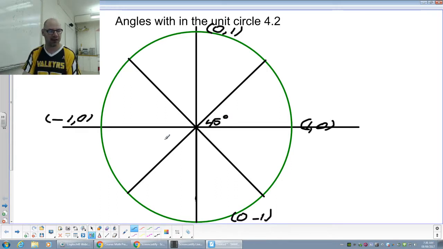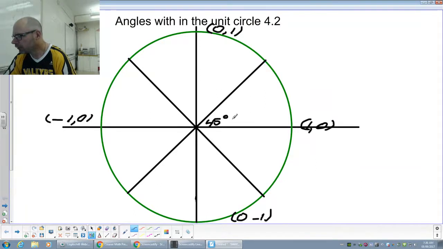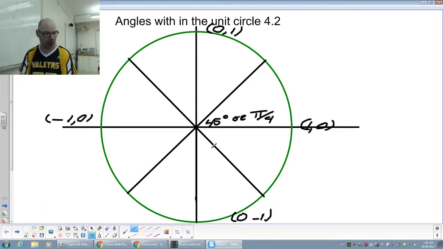Now, if we look at that in terms of radians, well, 180 degrees is pi radians. Okay, so 45 goes into 180 4 times. So it's a fourth of 180. So then it would be pi over 4 radians. It would be 45 degrees, or if we look at it in radians, pi over 4 radians. Okay, so you can use both unit measures, 45 degrees or pi over 4 radians.